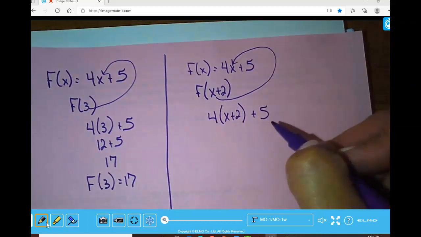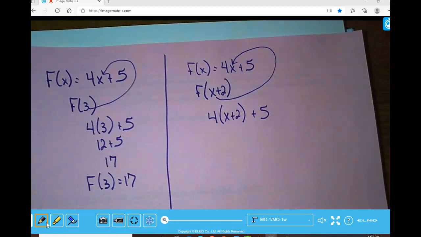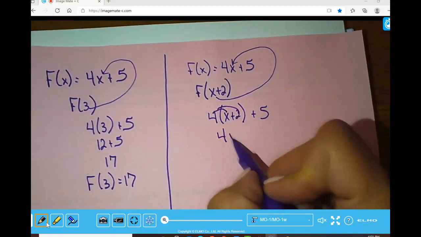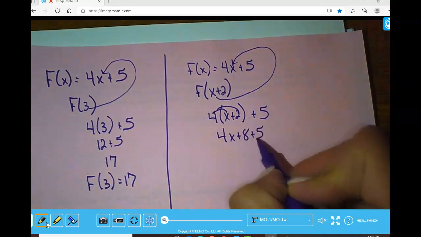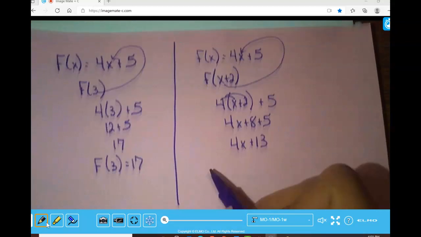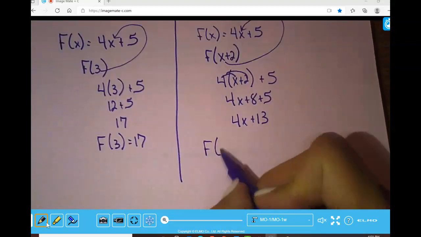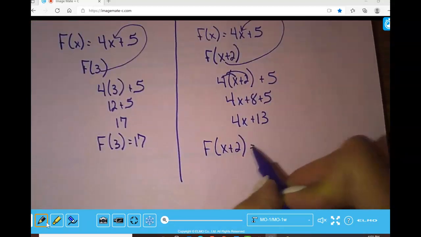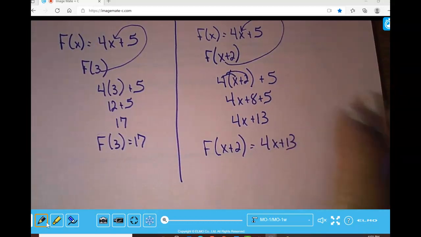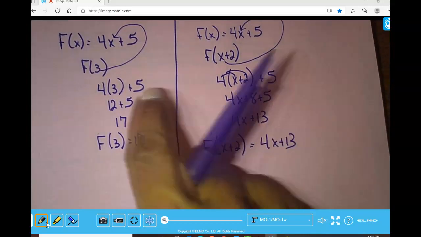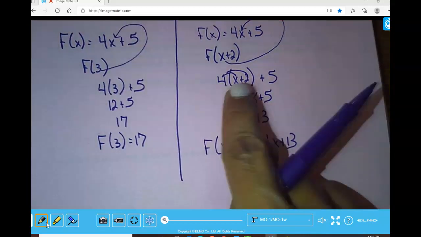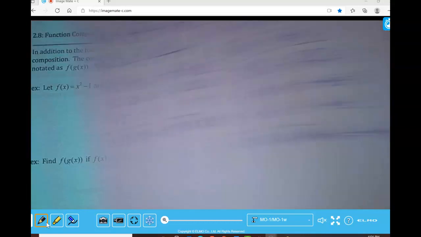And then I'm going to do everything I can do to get it cleaned up. So for us, cleaning it up means standard form. So I'm going to distribute. And then I can combine those like terms. And when I'm done, this is the answer. So my function, if I evaluated x plus 2, would give me 4x plus 13. And that's essentially what function composition is. You're going to take something and put it into your function and evaluate it. Except it's going to look more like this than this.